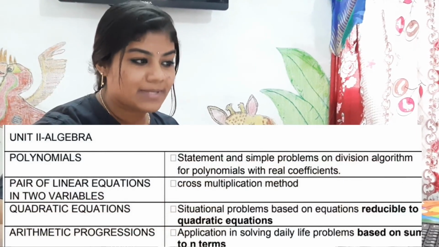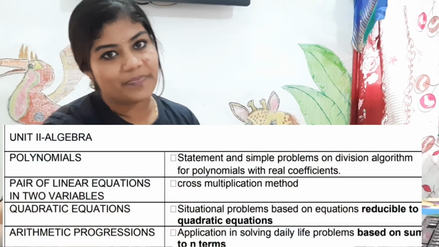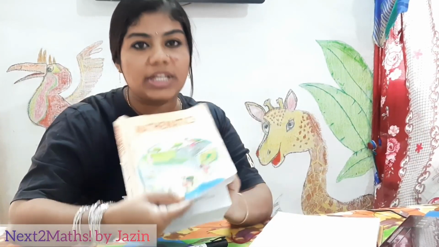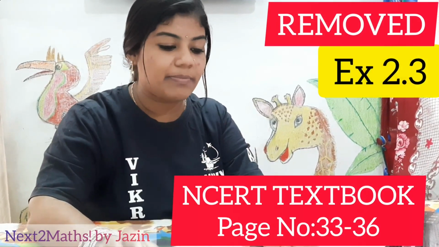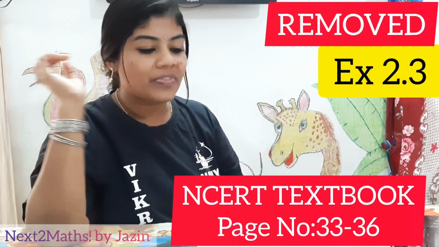Students, come to chapter 2. Here you can see the statement and simple problems on the division algorithm for polynomials with real coefficients. Do you remember this portion we studied in your textbook? Page number 33, 34, 35, all the pages are cancelled. It means exercise 2.3 is completely removed. That exercise's questions will not come in your CBSE board exam.